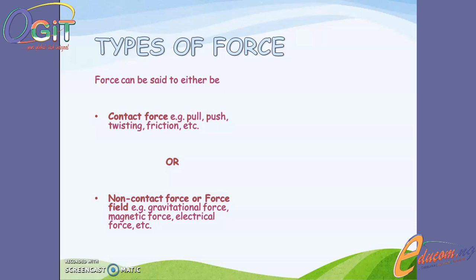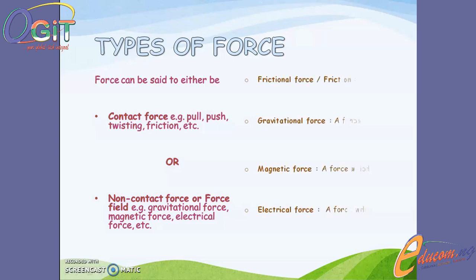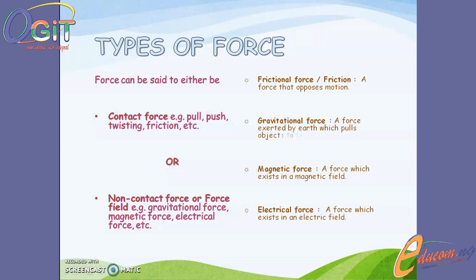With these two forces being itemized, we now need to look at the various examples of both contact and non-contact forces. One of which is frictional force, otherwise called friction, which is a force that is said to oppose motion. Gravitational force is the next one, is a force which Earth exerts on object that makes it to pull object towards the center of the Earth. The next is magnetic force, which is a force that exists in magnetic field or magnets. And lastly is the electrical force, which is a force that exists in an electric field.